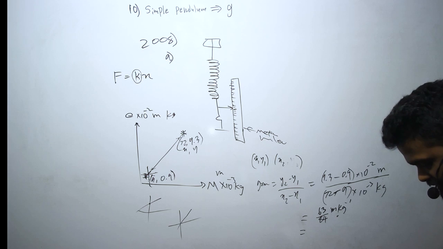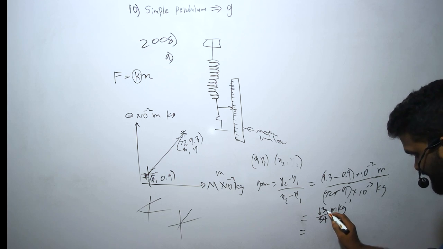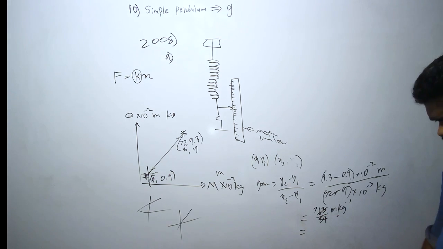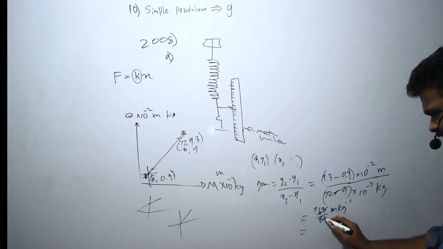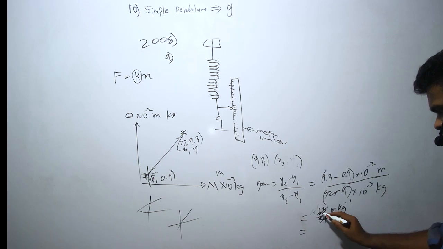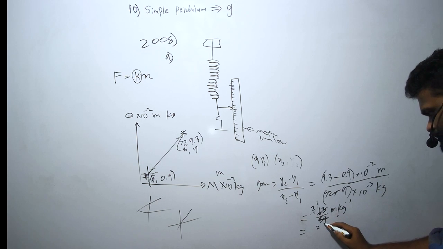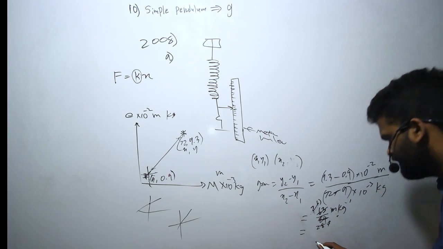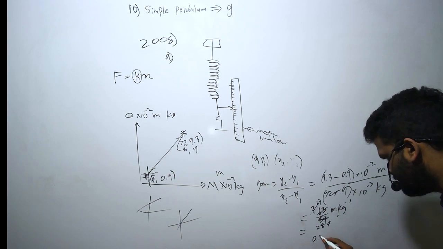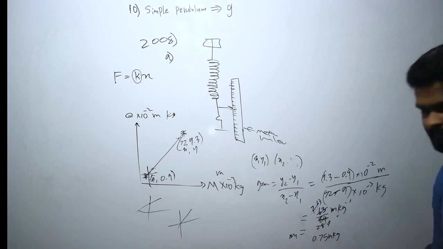So when you divide this, 63 divided by 84, it is 3 divided by 4, 0.75 meters per kilogram. So this is the gradient.